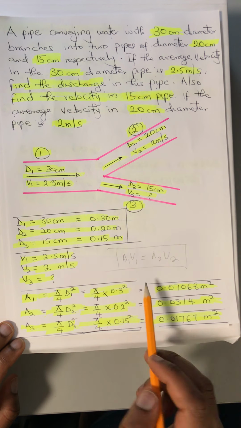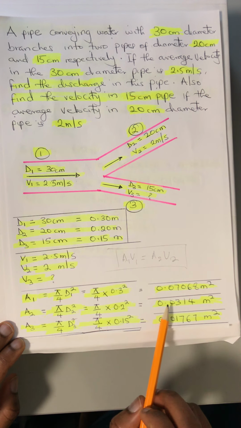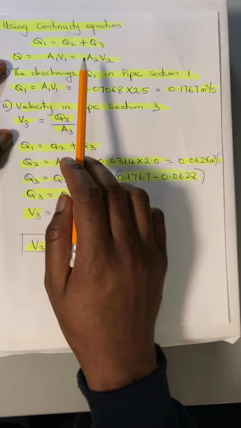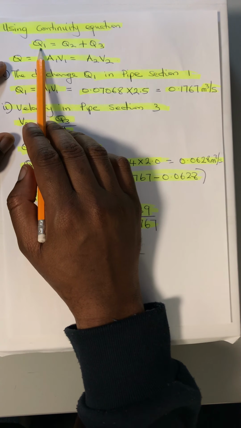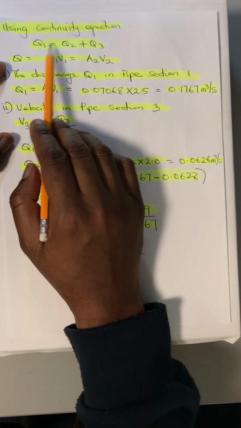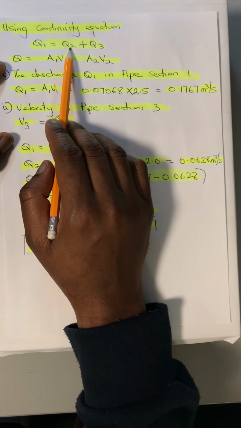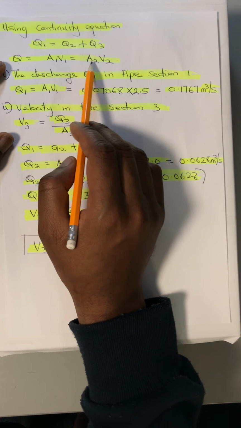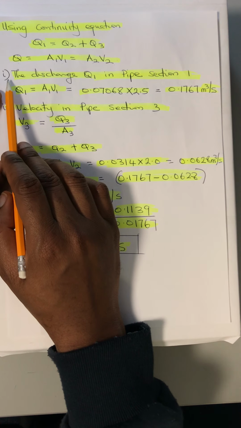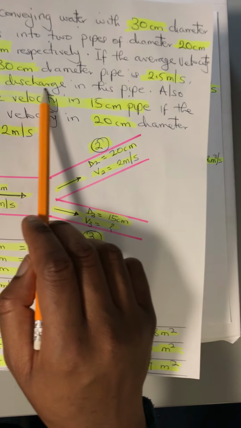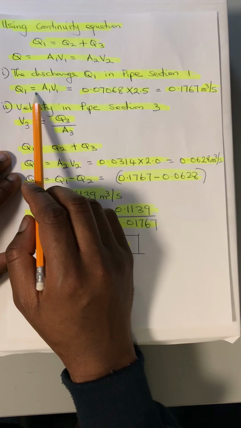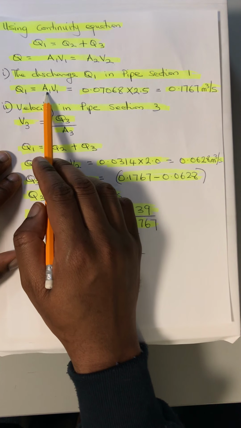Now, the next thing is to slot all the parameters we've calculated into our equation of continuity. Using the continuity equation, Q1, the rate of flow in pipe 1, equals the rate of flow in pipe 2 plus pipe 3. So Q equals A1 V1 equals A2 V2. Now we are asked to find in our question, let us not forget, the discharge in the pipe. So the discharge Q1 in pipe section 1 equals A1 V1.